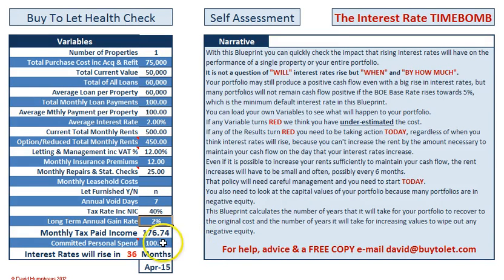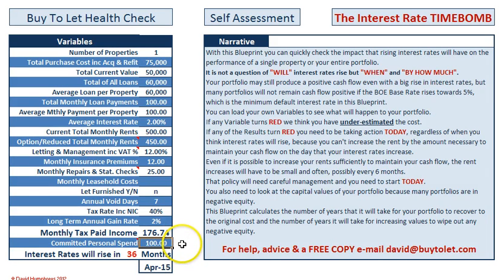Having entered all these variables, your monthly tax-paid income is an autocalc. We then come to what you may regard as an unusual variable, your committed personal spend. If, as is the case in this example, you have a monthly tax-paid income of £176.74, having taken into account tax, annual void days, and all your costs, and you can be reasonably certain that you're going to receive this money each month, then the probability is that you will commit part of it, or some of it, maybe all of it, but certainly part or some of it, to other costs that you have outside of your rental business.